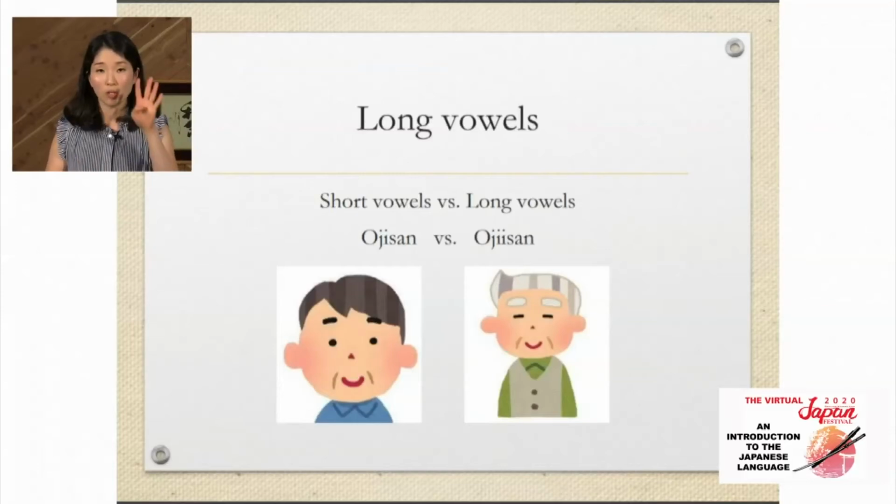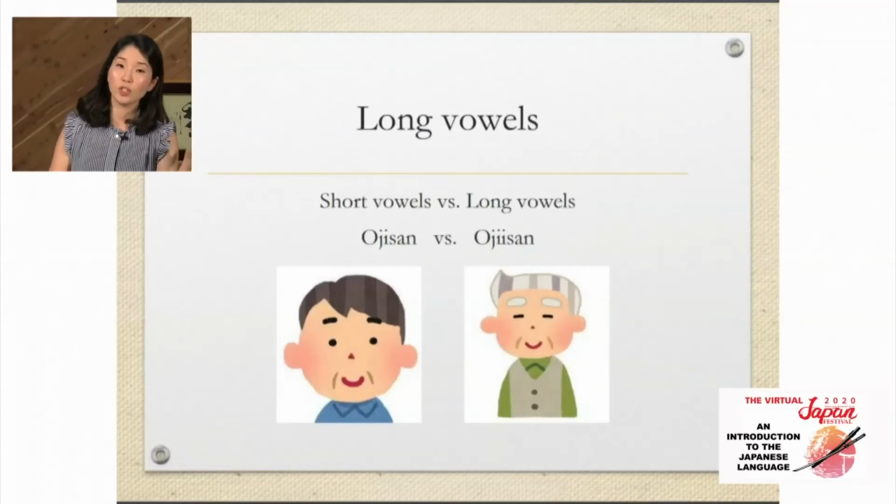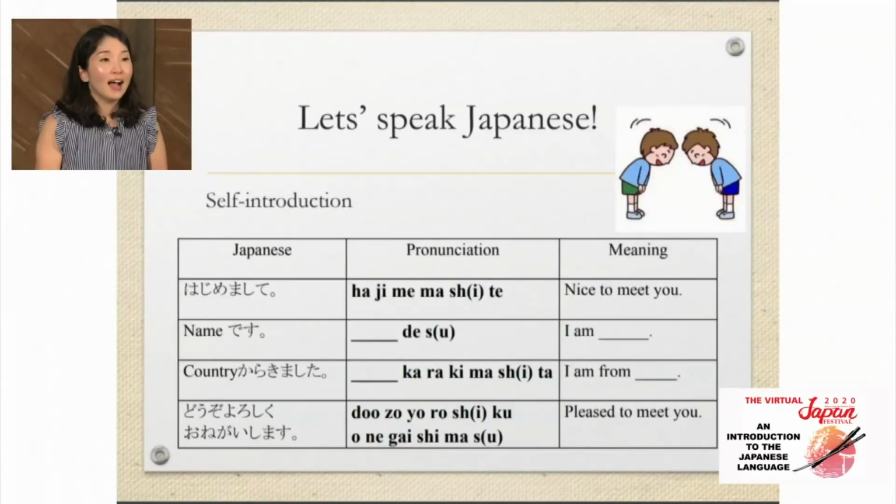Okay, so we don't have syllable in Japanese, but we do have what's called mora. Now, ojisan has 3 mora. If I clap, it will be like o-ji-san. With a long vowel, it contains 4 mora. So o, ji, i, san. Okay, so ojisan, ojiisan. There's a big difference there. And now we know the basic pronunciation of Japanese.